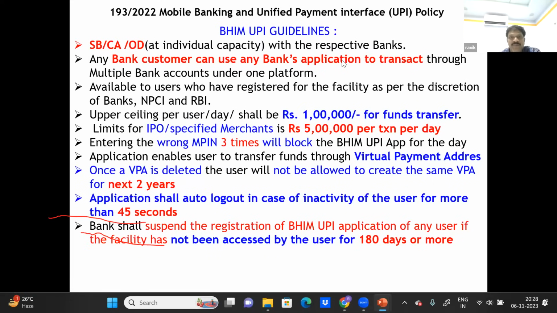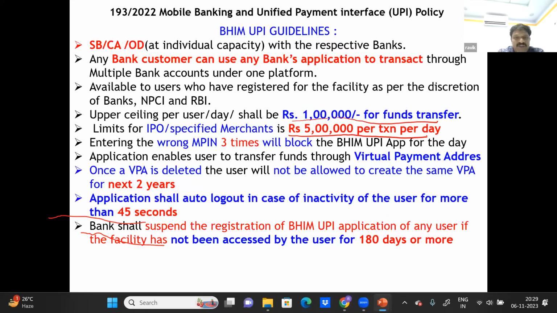Now we came to Beam app. Beam UPI guidelines are almost the same, only the amount will be a little different. Bank customer can use bank's application to transact with mobile banking concept. It is available to users who have registered with the facility as per the decision of the bank and NPCI. Now, upper ceiling is important. For a fund transfer in UPI, it is 1 lakh only. Remember, sir, the upper ceiling per day shall be maximum 1 lakh per fund transfer under UPI. It is written in this policy. Okay. IMPS is 5 lakhs. In the last also they have given transaction. Let us see that.